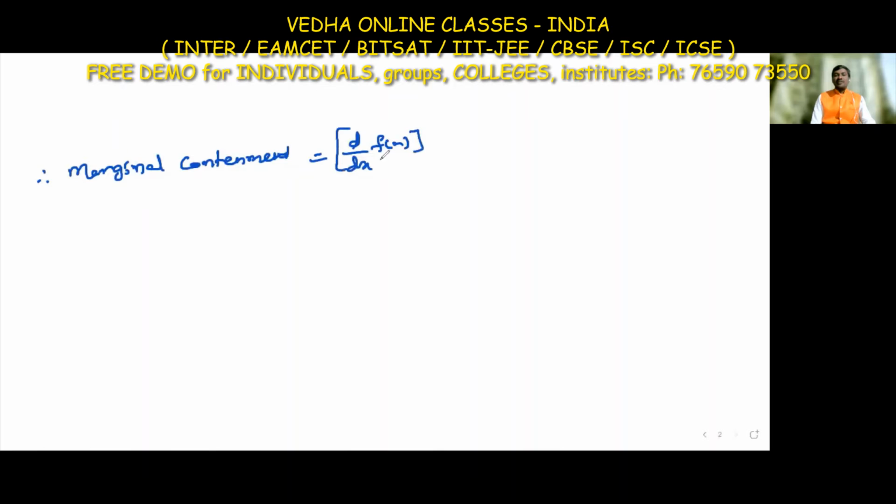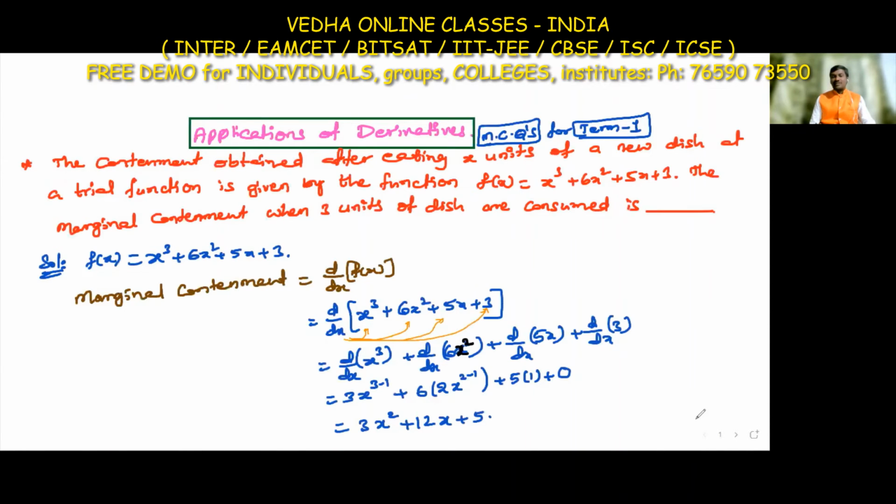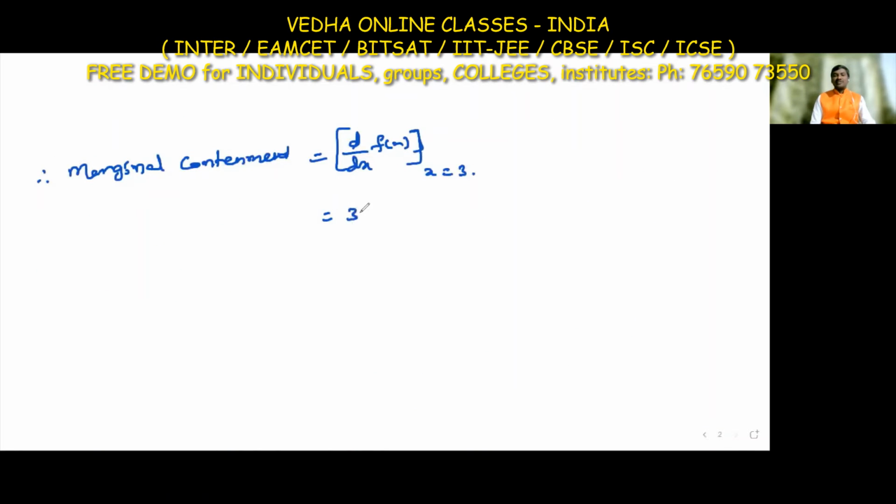So for that we have to take x is equal to 3 and substitute it in the function we got. The answer is 3x square plus 12x plus 5. In this I am going to substitute x is equal to 3 so that we get the final answer. 3 into x square, that is 3 square, plus 12 into x, that is 3, plus 5.